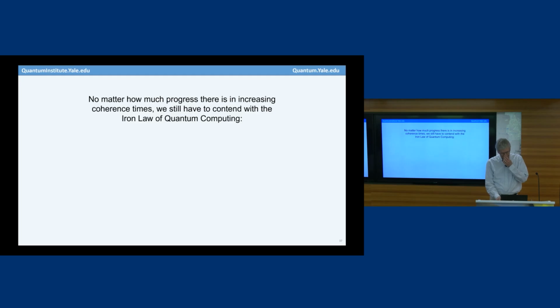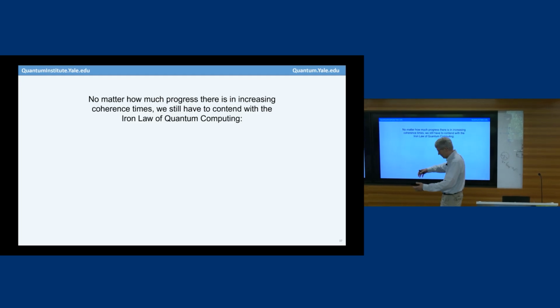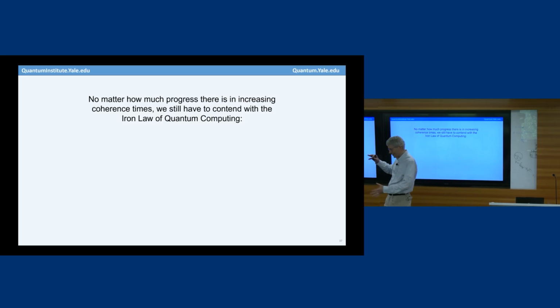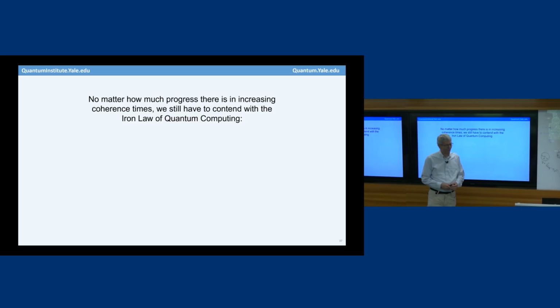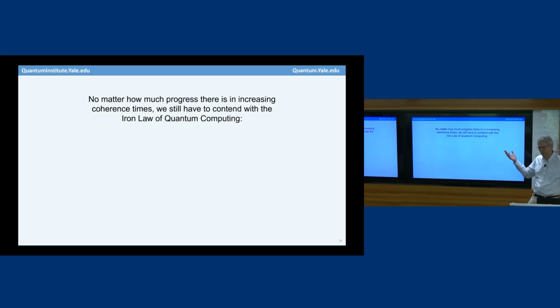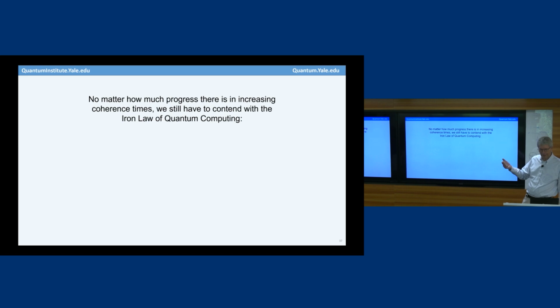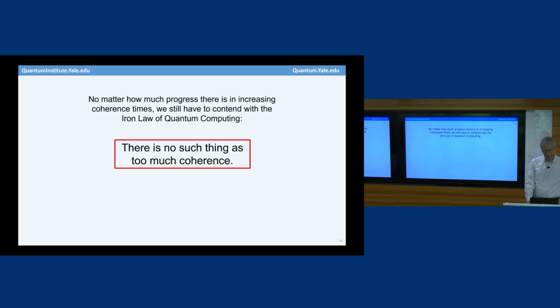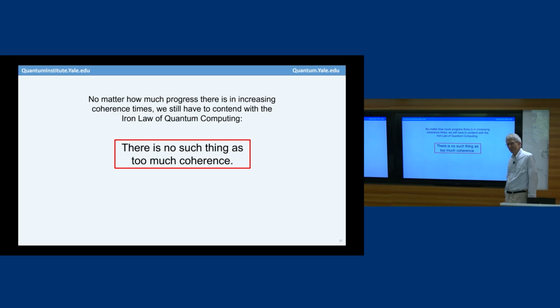Okay, so we keep making physical progress with better materials, better qubit designs, more isolation, and the coherence times are getting longer and longer. So far, about 6 orders of magnitude longer in superconducting qubits. But it doesn't matter. You still have to deal with the iron law of quantum computing. There's no such thing as too much coherence.